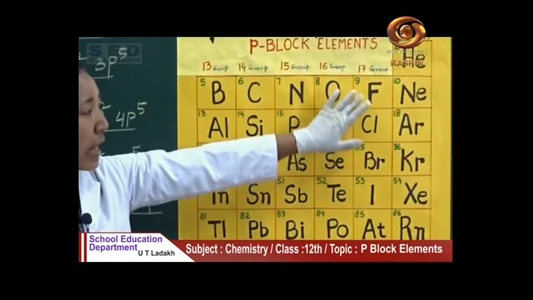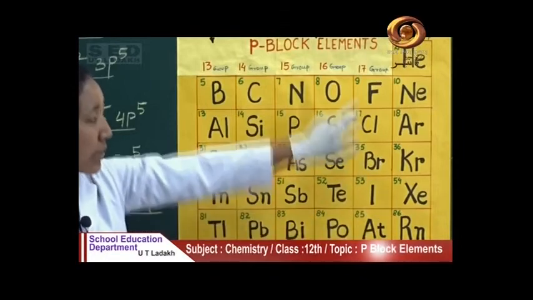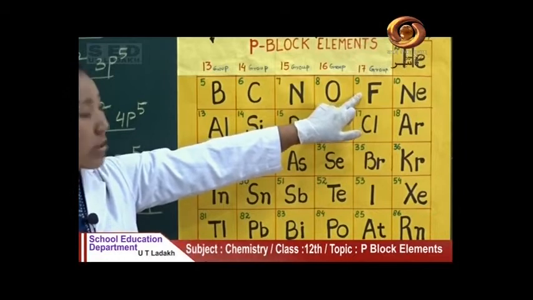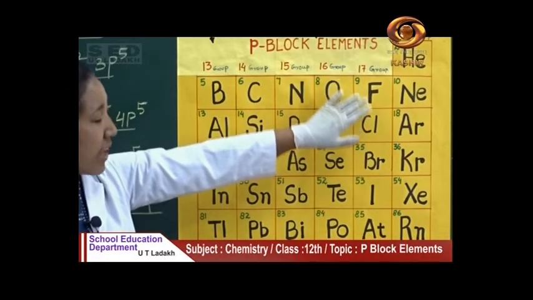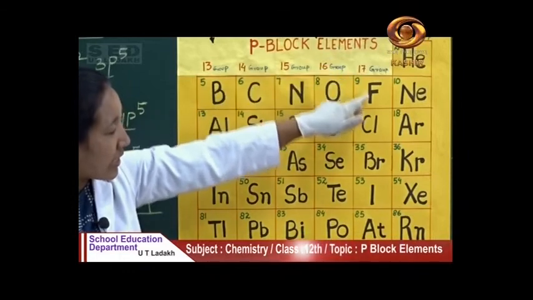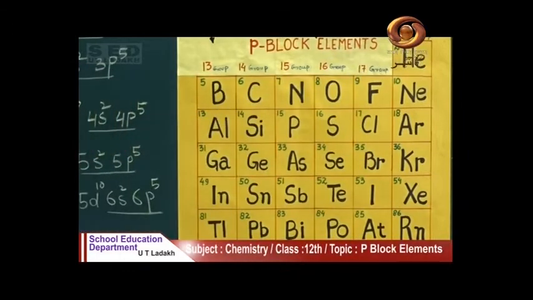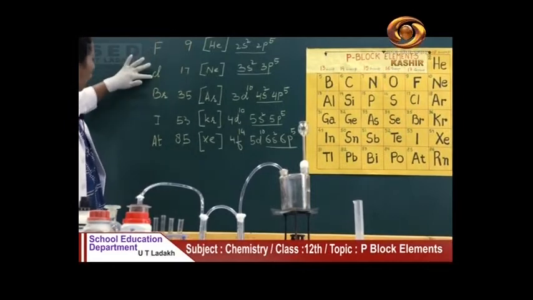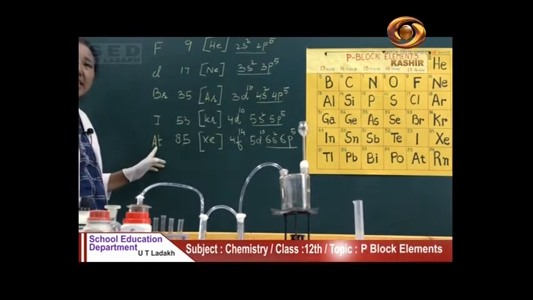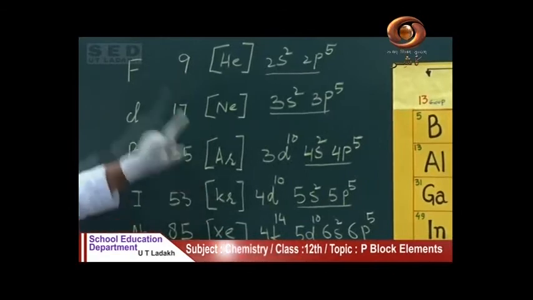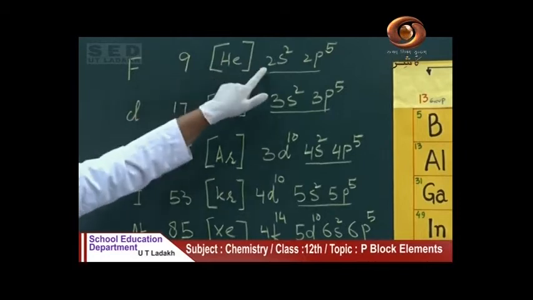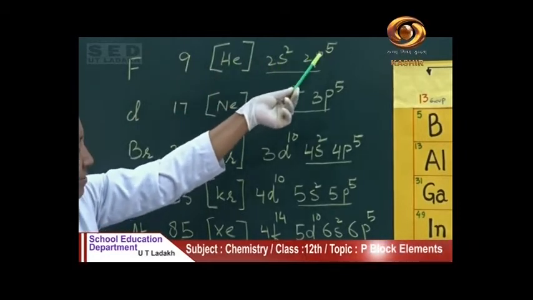Halogens are electronegative in nature. Among the halogens, fluorine is smallest in size, as its atomic number is 9, and atomic number increases from top to bottom. We have fluorine, chlorine, bromine, iodine, and astatine. Astatine is radioactive in nature. The atomic number of fluorine is 9, and it is represented as helium 2s2 2p5.